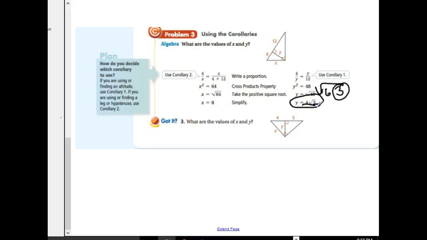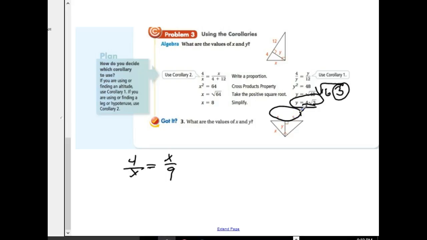Now let's do number 3. If we were going to find x and y on this particular problem, again, x is a leg, so we're going to say 4 is to x, which is comparing, again, the short leg to the hypotenuse, as x is to the hypotenuse of the bigger triangle. So it's going to be x is to 9, which is the 4 and the 5 together here.